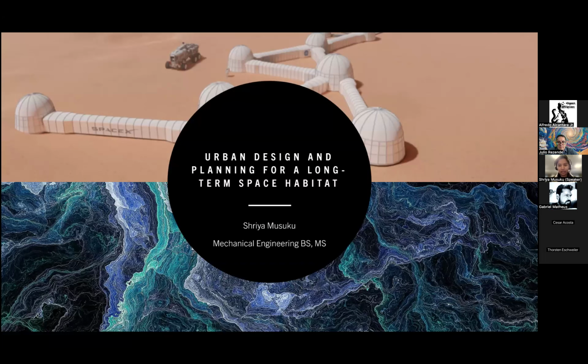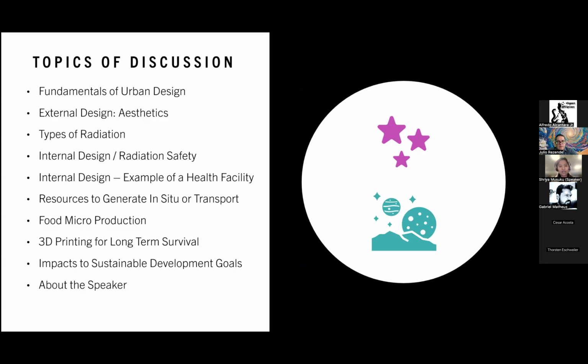I'm a mechanical engineer who recently completed my bachelor's and master's, and I have an interest in urban design, planning, and visualizing space habitats. So that's what we're going to talk about today. Some topics of discussion are the fundamentals of urban design and how cities are planned and how we can apply that in a space setting.